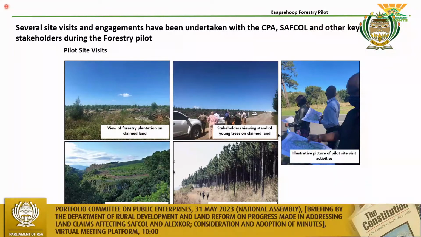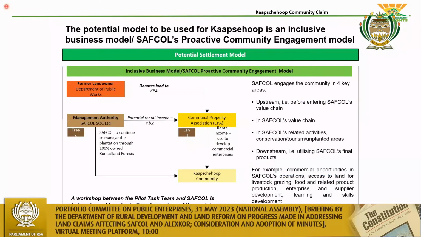And if we move to the next slide, it's basically some of the outcomes that came from the settlement model for forestry specifically, which will now be utilized in all future forestry settlements. We have identified the relationships between the management authority and the CPA, the transactions that must be in place, the institutional support that must be in place, and the financial support that must be in place.